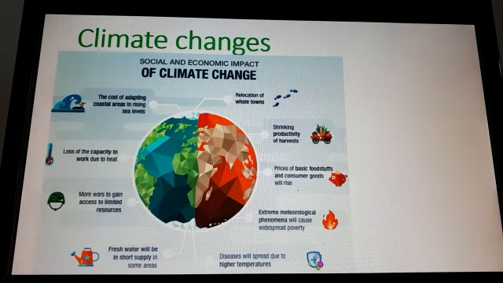So what is that? Measurements show that the average temperature around the world is rising. It is called global warming. That is one of the main effects of these greenhouse gases, and it causes climate change also. Because of this, there are social and economic impacts of climate change.